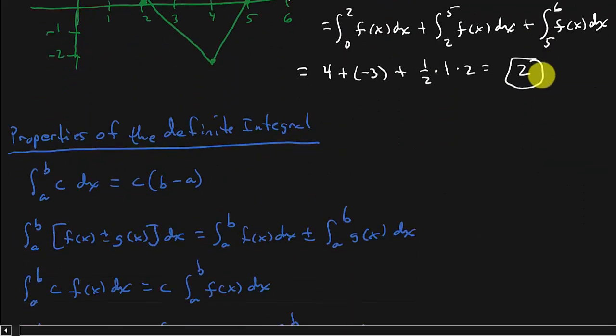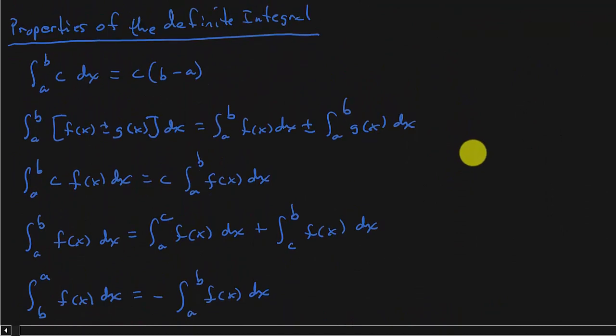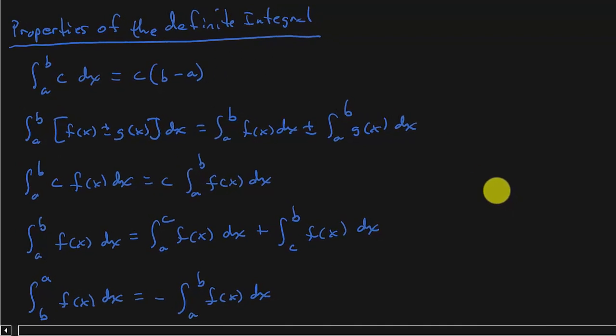And these are important here. These properties of the definite integral. Okay. So here, this is saying that the integral of c from a to b dx is just c times b minus a. That's c as a constant. Okay, it's a number. So if you have this, you're just taking that number times b minus a.